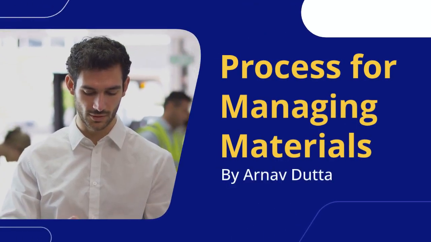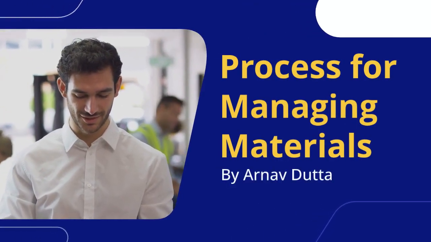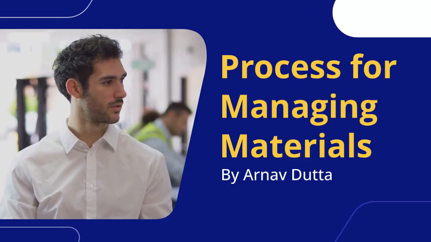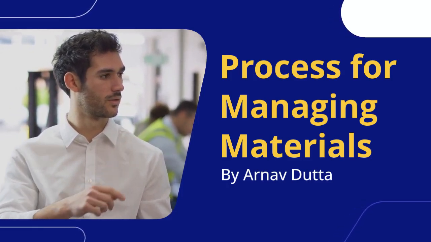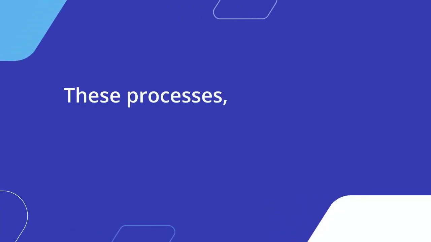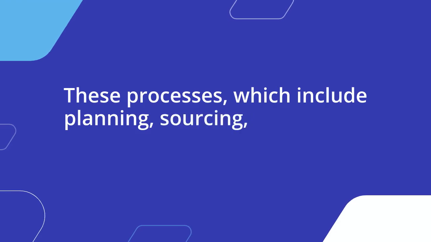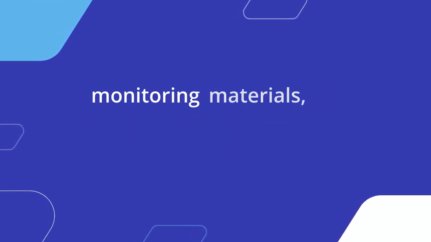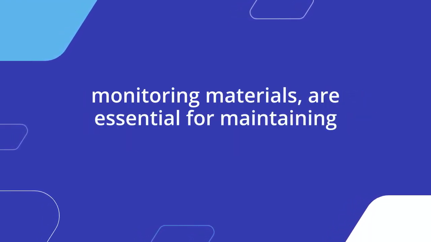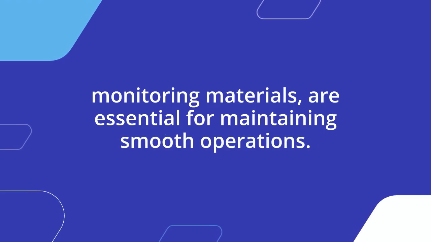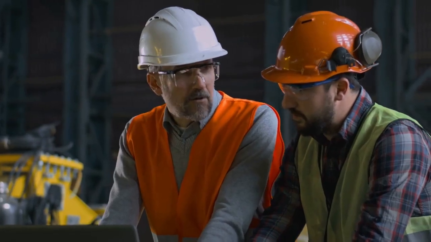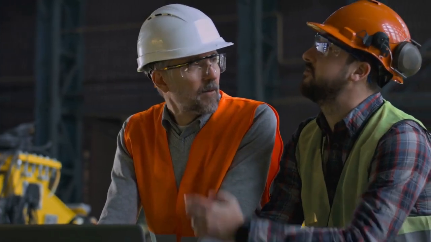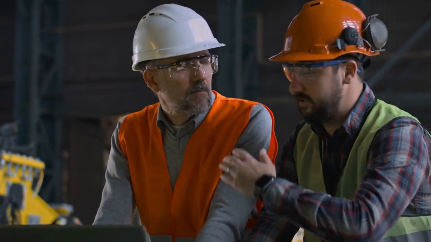Managing materials in operations management involves a series of interconnected processes that ensure the efficient flow of materials throughout the production cycle. These processes, which include planning, sourcing, purchasing, storing, handling, and monitoring materials, are essential for maintaining smooth operations.